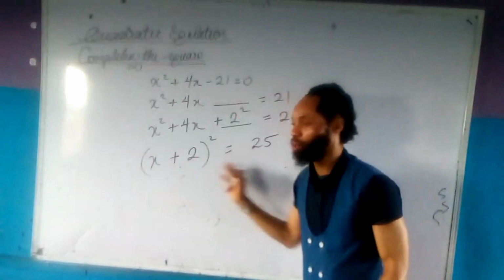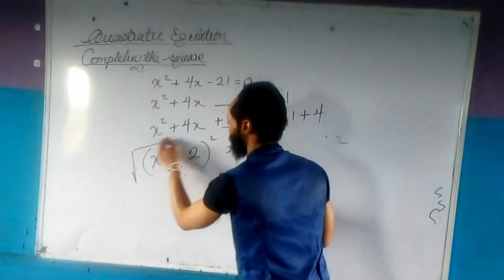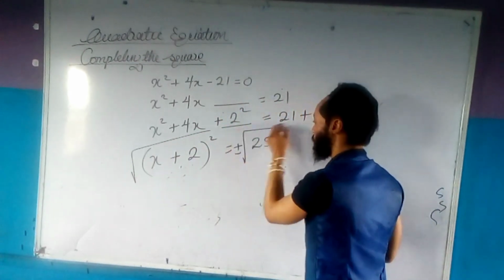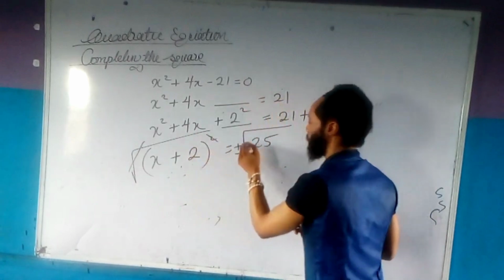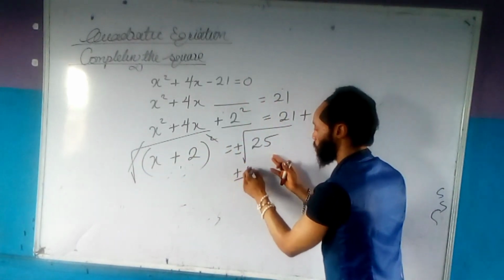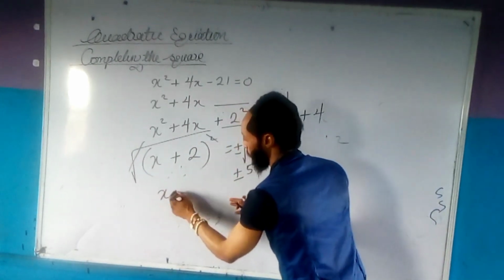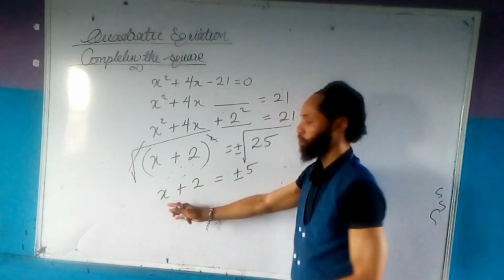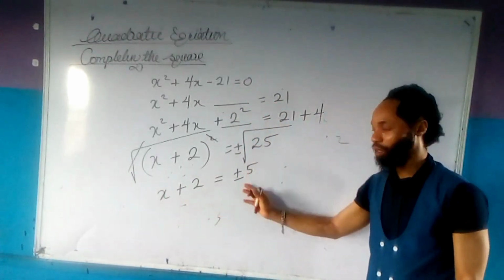We take the square root of both sides. So this cancels this, and this is plus and minus 5. So here we have x plus 2 equals plus and minus 5.